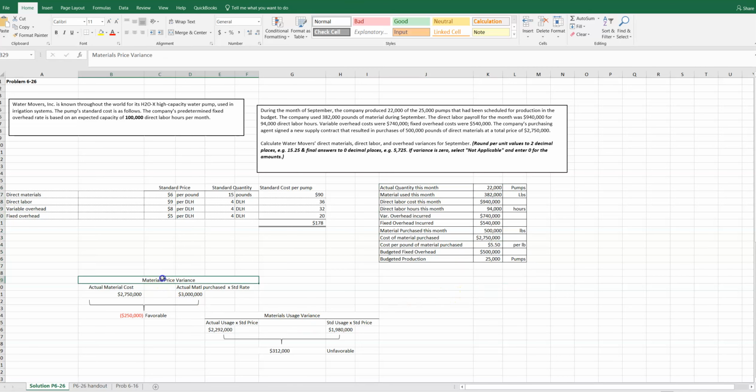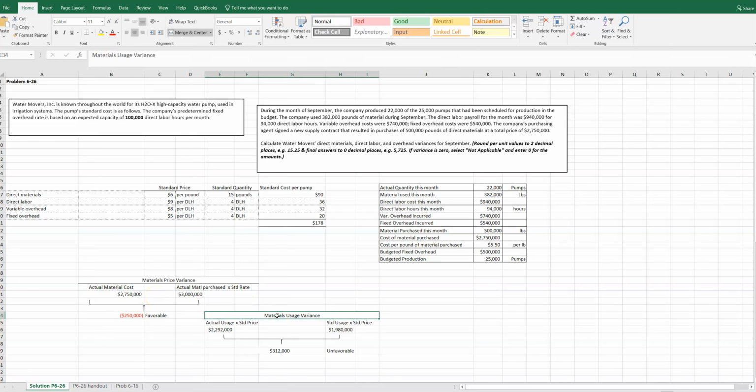We're going to use the materials price variance based on the amount of material purchased. So they gave us the actual cost, $2,750,000 worth of material purchased. The actual material purchased times the standard rate, that's 500,000 pounds of material purchased at a standard price of $6 a pound. You can see that happening right there. Is $3 million. So we have a $250,000 favorable materials price variance. We paid less than we budgeted.